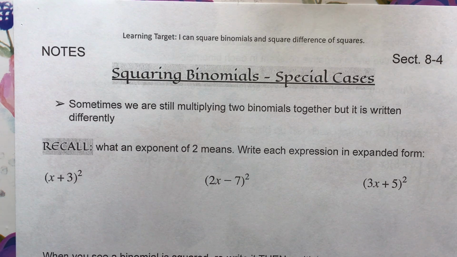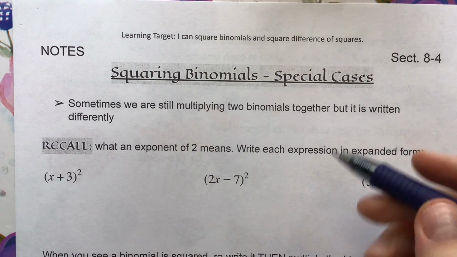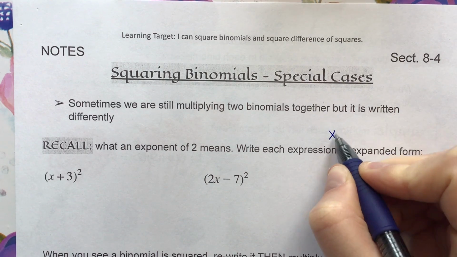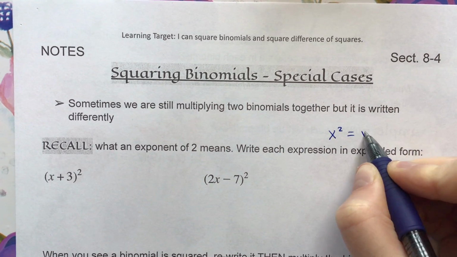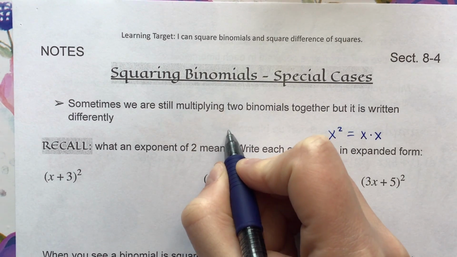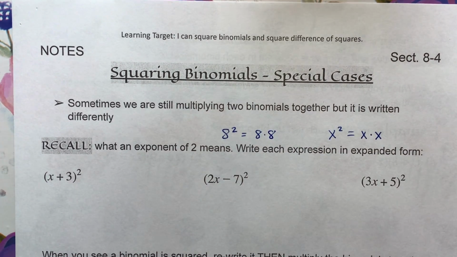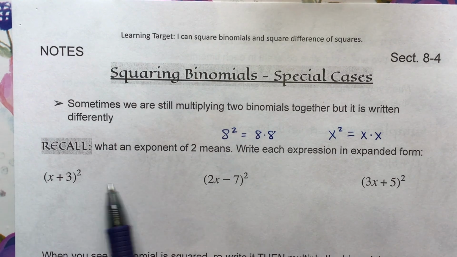Sometimes when we are multiplying two binomials together, it is written a little bit differently. If you have an exponent of 2, we're still multiplying a binomial with a binomial. So recall what an exponent of 2 means. For example, x squared is equal to x times x. Or what if I had 8 squared? That would equal 8 times 8. That's going to be the same thing with these examples.